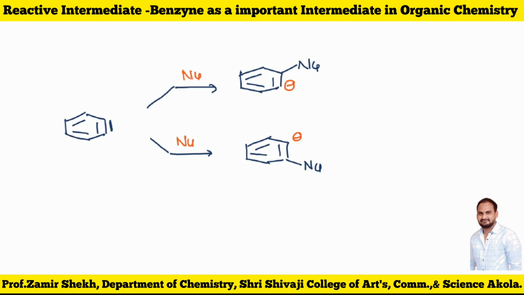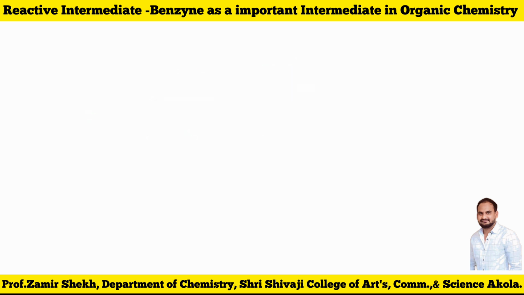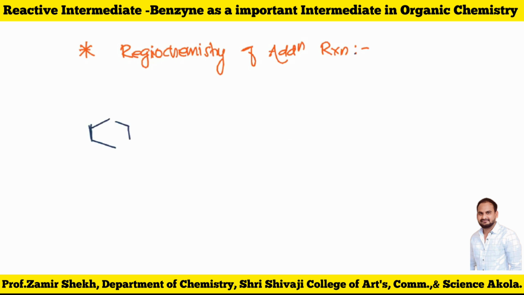But whenever a substituent is there, the regions are different, and that's why we have the regiochemistry of the addition reaction onto the benzyne. Two types of groups are there, donor as well as withdrawer. So let's see the example of a withdrawer, and then let's see the example of a donor. So this is my example of a benzyne. Here the electron withdrawing group is there.